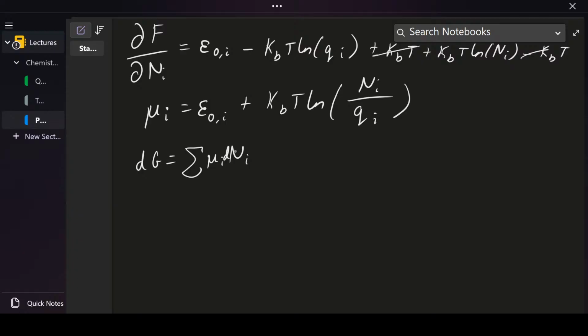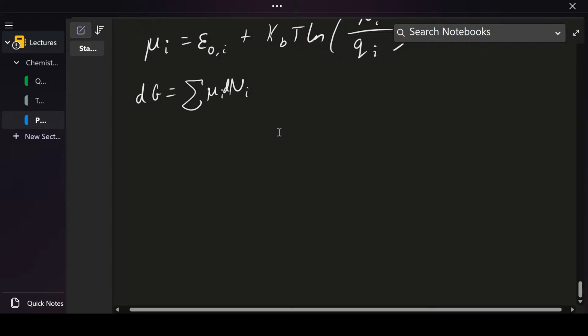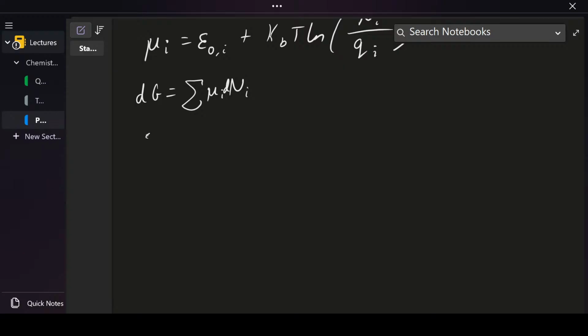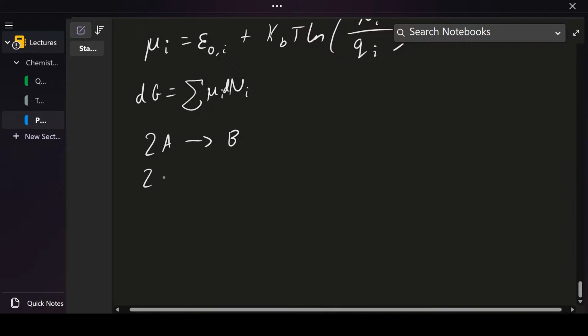Sorry, dni. So anyway, we're going to look at an example chemical reaction. For example, if we have two lots of A goes to B, so we have some dimerization. For example, this might be two chlorine radicals terminating to form a chlorine.